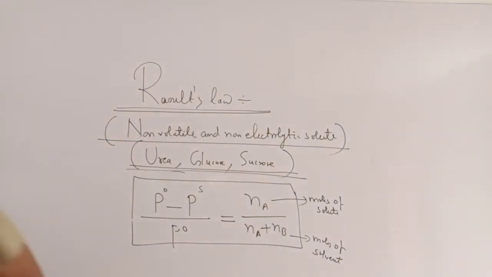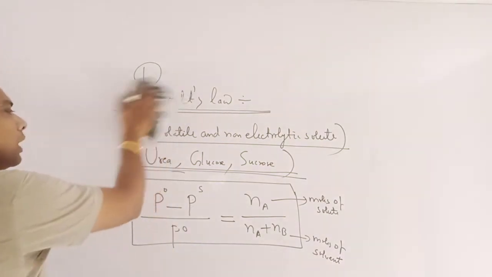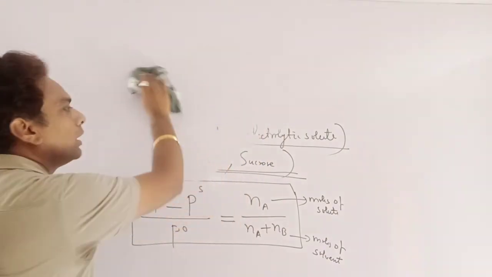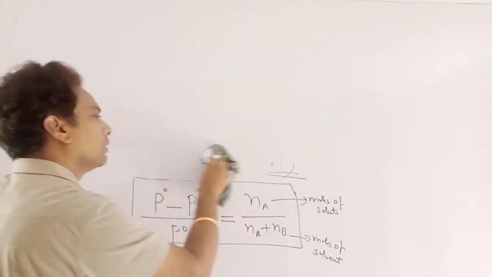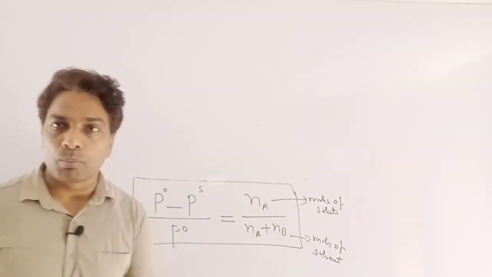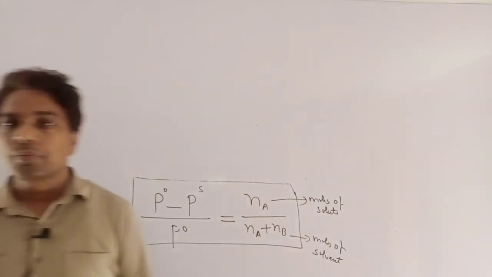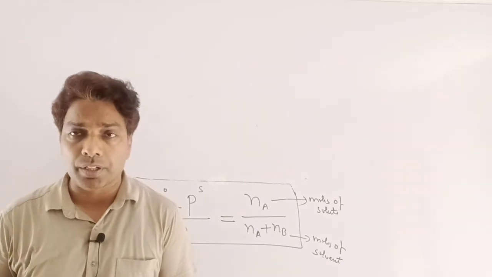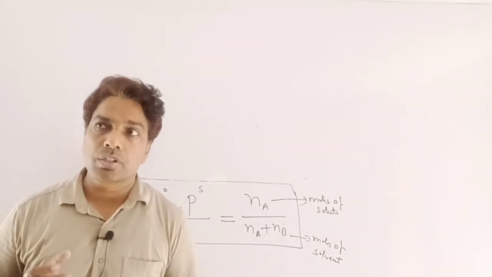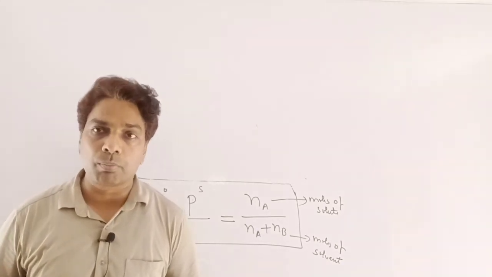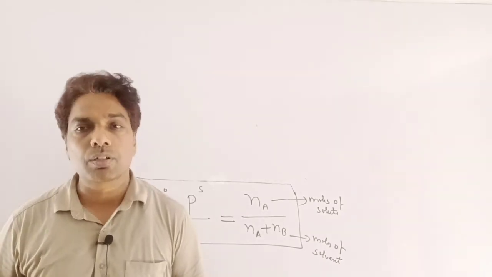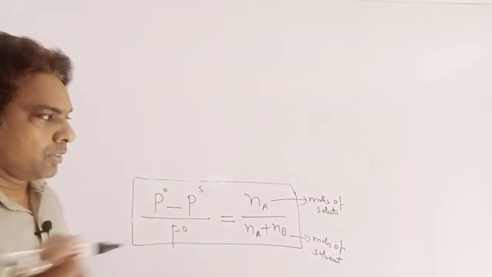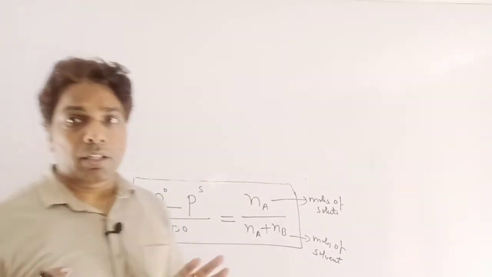Now, if a solution obeys Raoult's law at any condition of dilution, either dilute or concentrated, then such solutions are called ideal solutions. Normally, a real solution obeys Raoult's law only at infinite dilution. What is the difference between ideal and real solution?